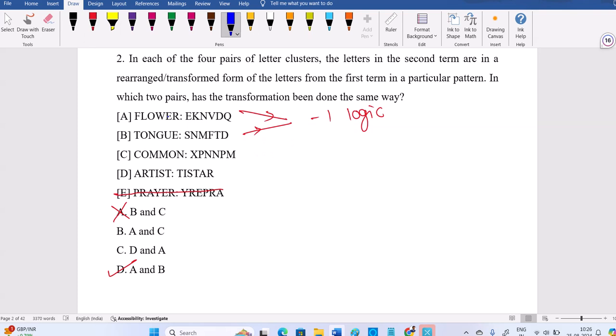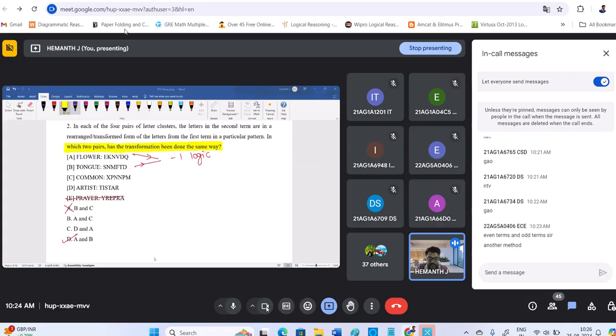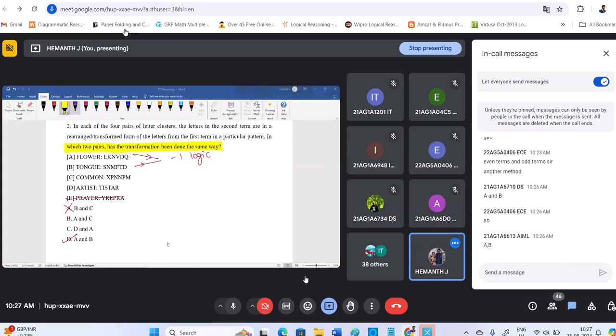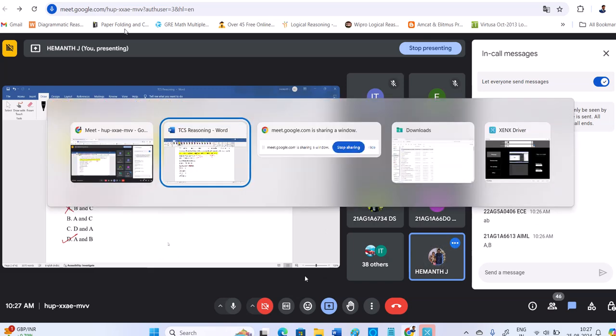So we need to find the options where those pair of things are forming. See, they've given clearly which two pairs have the transformation done the same way. The question is in that way. You just check it out. Hope things are clear. A and B. Very good.